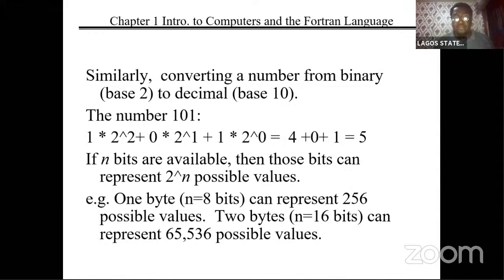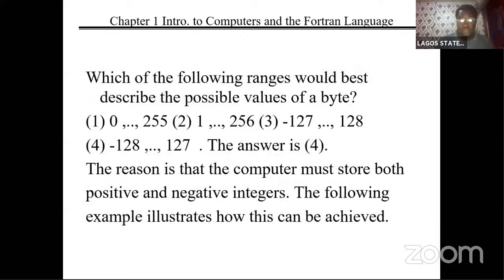So 2 bytes will be 2 raised to power 16 bits, and that can give you 65,536 possible values, which is the total number of rows in Excel 2003 version.